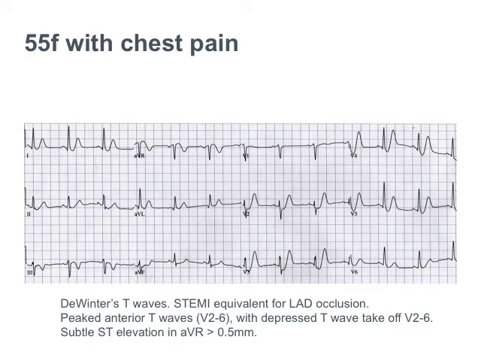You may also notice there's a subtle bit of elevation in AVR. Remember that I said that almost nothing ever comes good out of elevated R waves in AVR. And so this would certainly be the case. But the take home here is ST depression V2 through V6 with these basically peaked anterior T waves. You're going to call this a De Winter's T wave, and it is basically a STEMI equivalent.